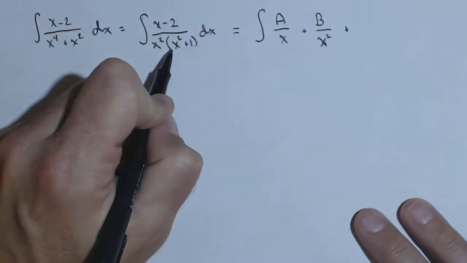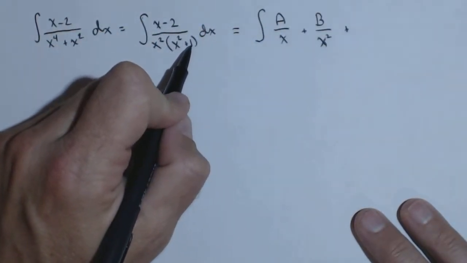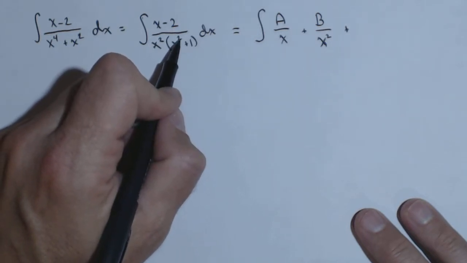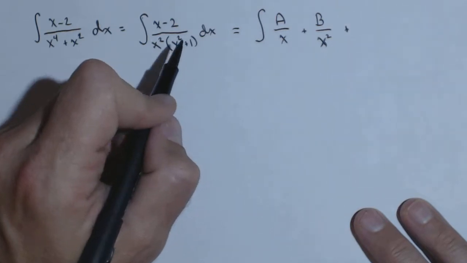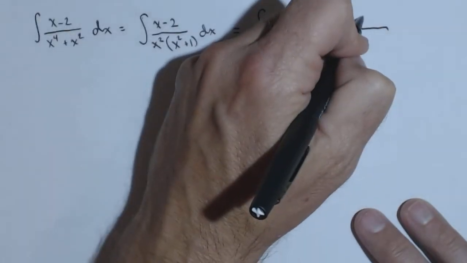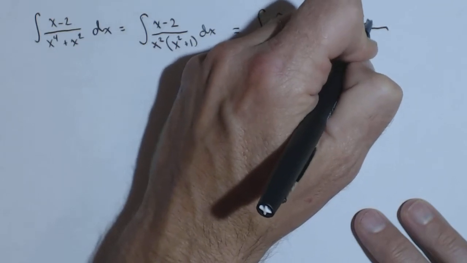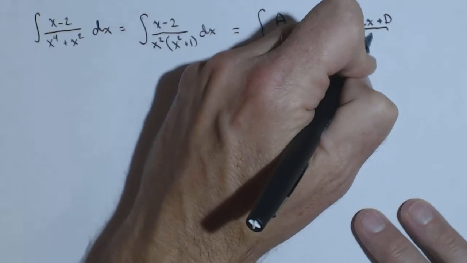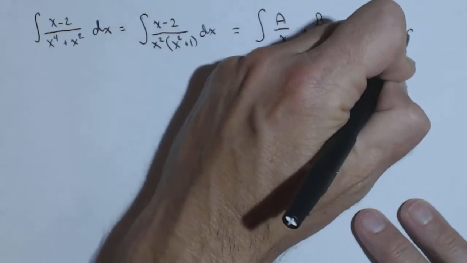The next one's an interesting one because it's x squared plus 1. It's what we call an irreducible quadratic factor. Quadratic because of the second degree, and it can't be factored anymore. So it's possible that its numerator could be linear, so we have to represent that. We're going to put Cx plus D over this one, over x squared plus 1, dx.